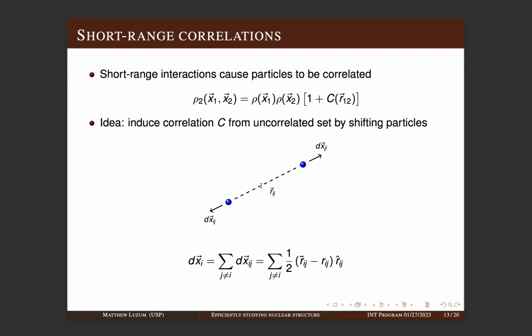Well, I think we would still do it this way, even if the correlation depended on the angle. Why would the shift then be along the line of connection?